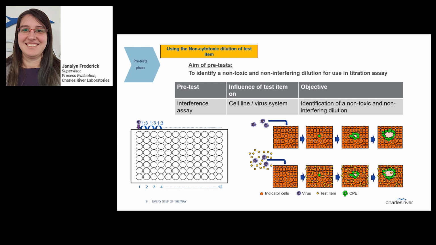The second pretesting step is interference. Now that a non-cytotoxic dilution was determined, we can test to confirm if that dilution is also non-interfering. The interference assay tests the client test sample's ability to impact the virus. This could be increasing cytopathic effect or inactivating the virus.